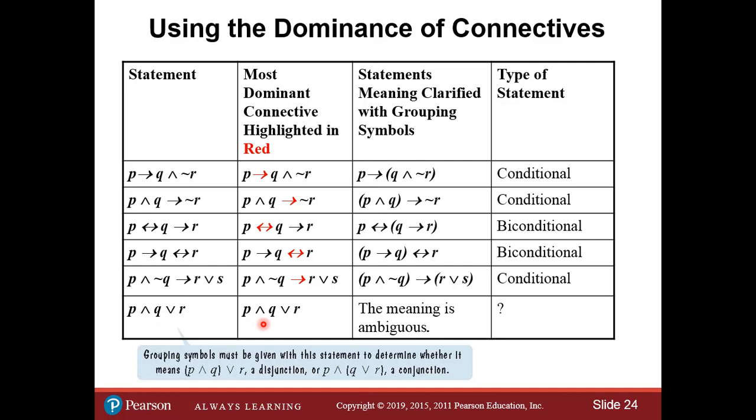Okay, now, what about these? Well, in this case here, it's ambiguous. Should I put the parentheses around this one, or should I put the parentheses around this one? This is ambiguous, so we don't know. So in things like this, we just don't have enough information. We need to have parentheses, because where we put the parentheses makes a difference.